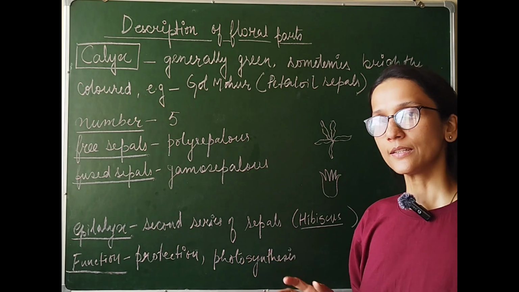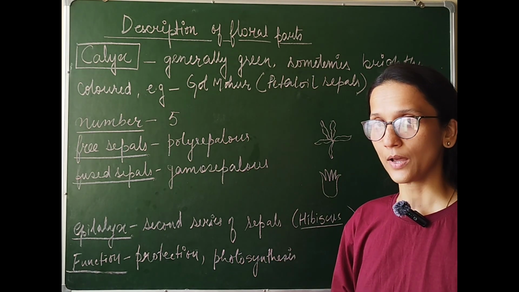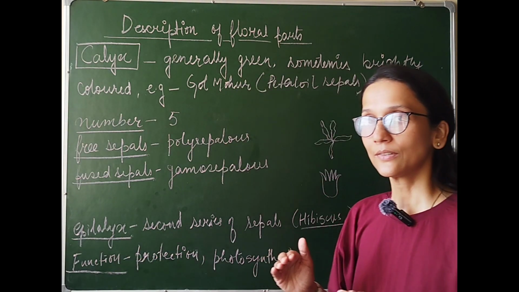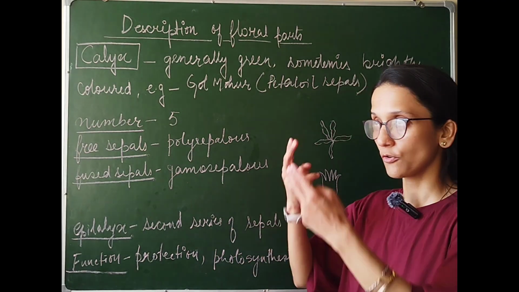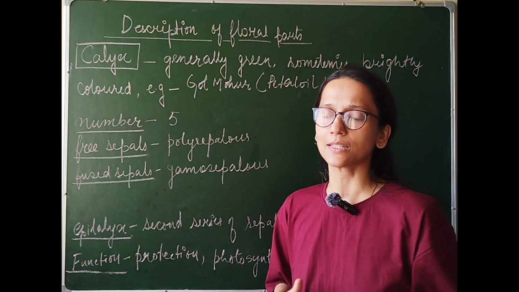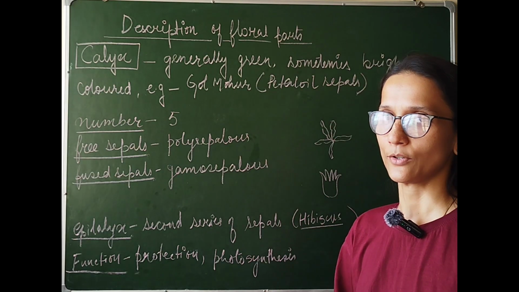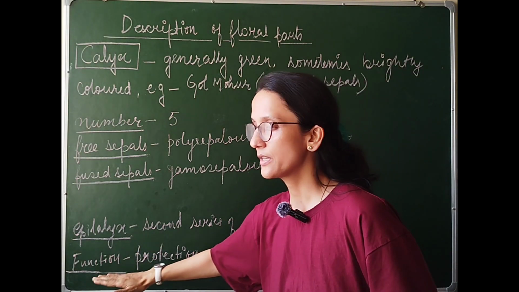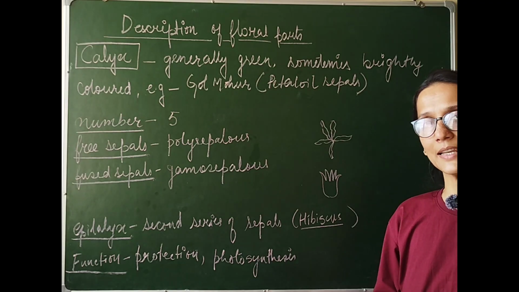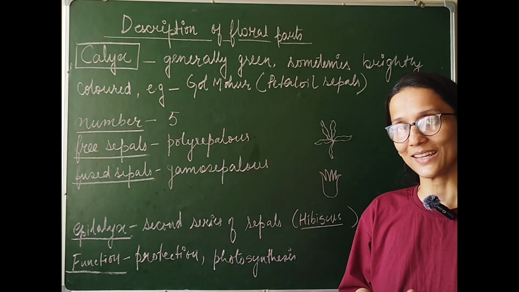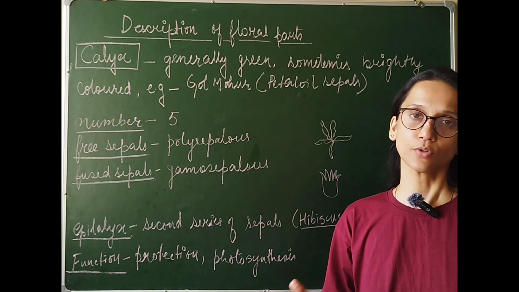Next to this, there is another structure that is often seen in some flowers, which is known as epicalyx. याद रखना, epicalyx is a second series of sepals. Sepal के ठीक नीचे होता है. Not necessarily in all flowers can you see epicalyx, but in certain flowers you will get to see epicalyx. Lastly, what is the function of this? The function of calyx is mainly protection, and if they are green in color, then they perform photosynthesis.